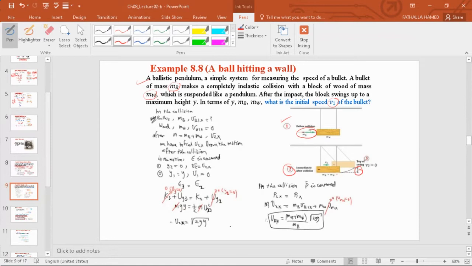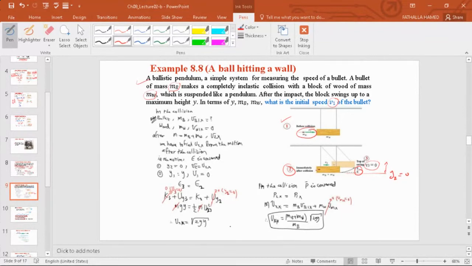Now, at this location here, if we choose this point as equal to 0, and we'll use 2 here because we are taking the second situation when the bullet is inside the wooden block and they're moving, so we can use y2 as equal to 0. So that will basically be your maximum height here. And at the maximum height, we call it y3, if you like. And of course, at this height, the velocity will be 0. You're only going to have potential energy, and you're not going to have kinetic energy.